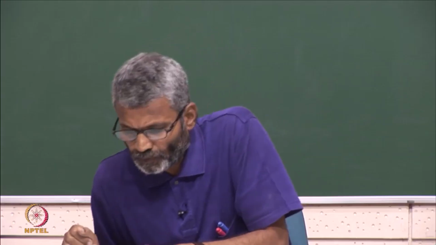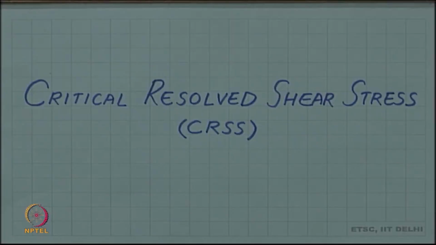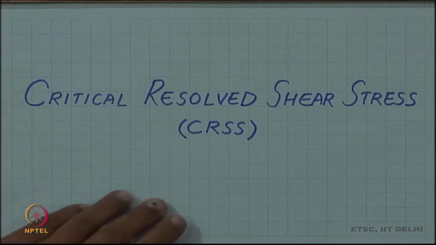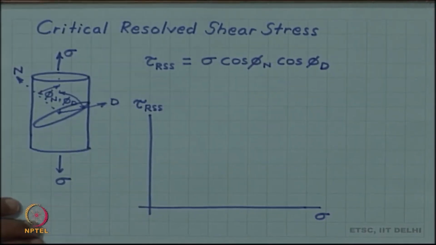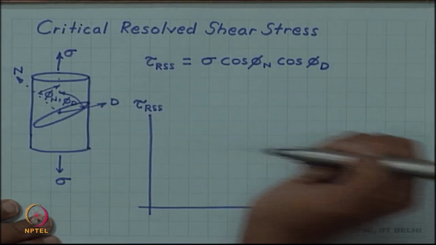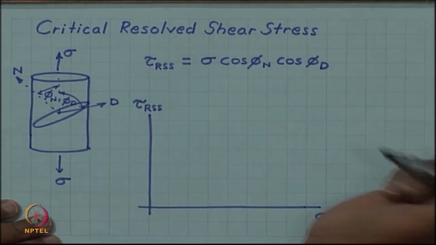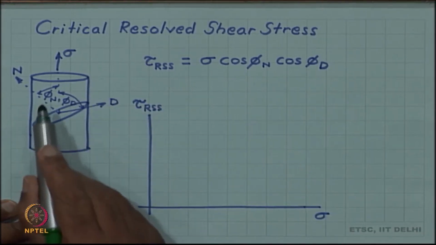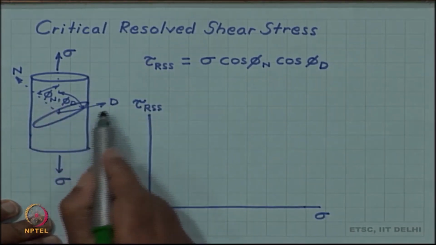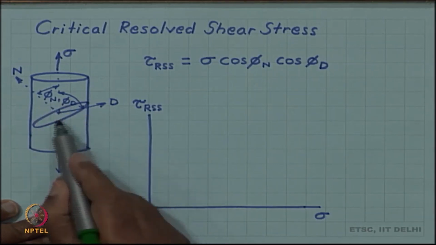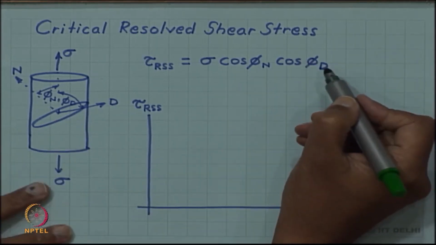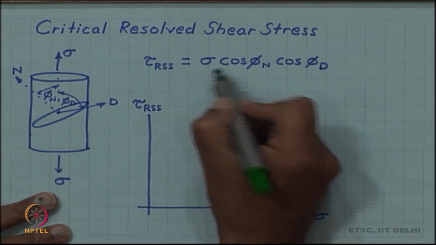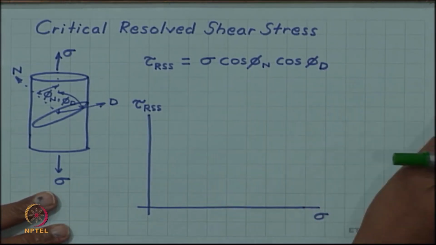In the last video, we saw the concept of resolved shear stress. Now, we will look at a related concept which is called critical resolved shear stress. Suppose we are loading a sample in uniaxial tension. We have seen that on a slip plane which is inclined at an angle phi n and a slip direction which is inclined at an angle phi d, there is a resolved shear stress acting on the material which is given by the applied tensile stress times cos phi n cos phi d.